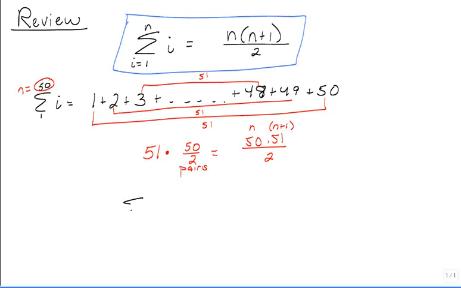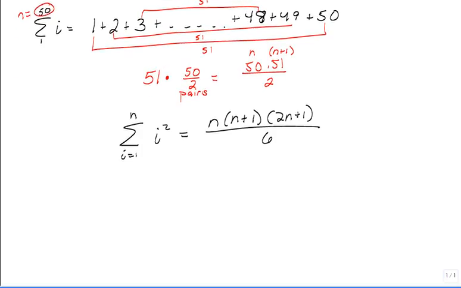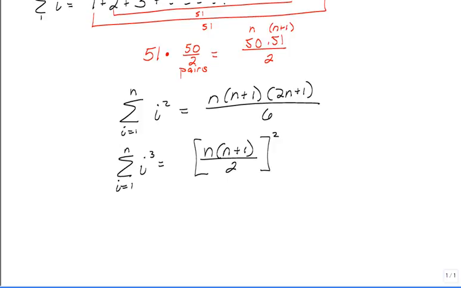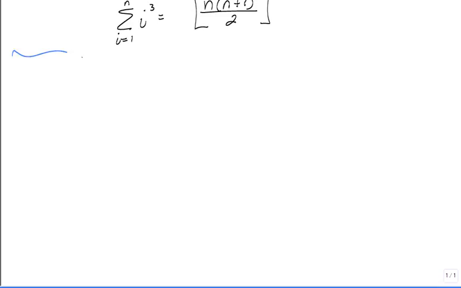The second one is the i squared formula, when you're adding up the square terms, and you're going to get that. Those two you should know. The third one you don't have to know, but it's easy to remember. It's just this square. Okay, we're going to use those later.